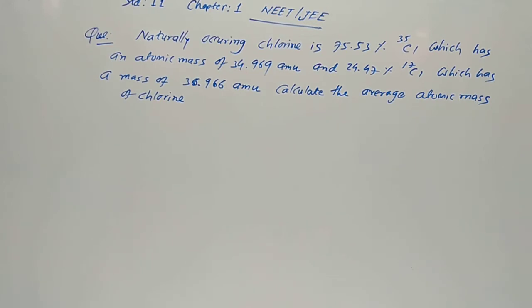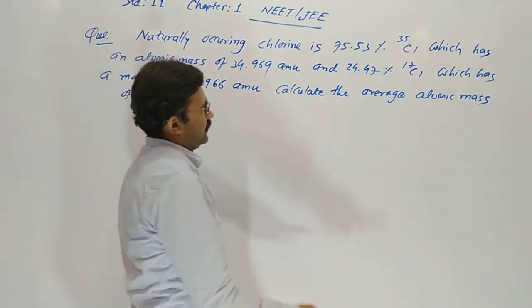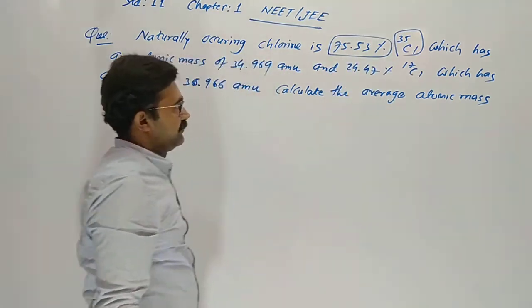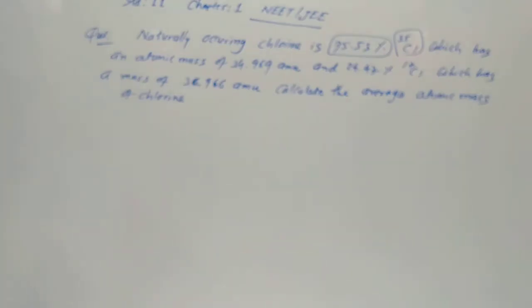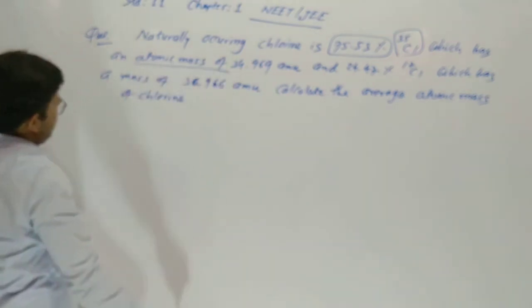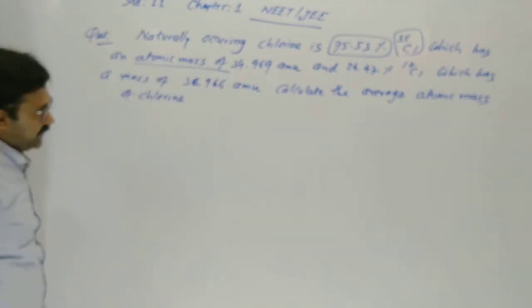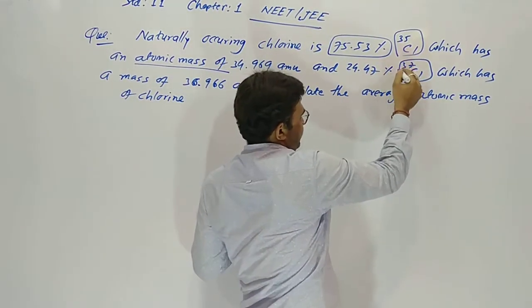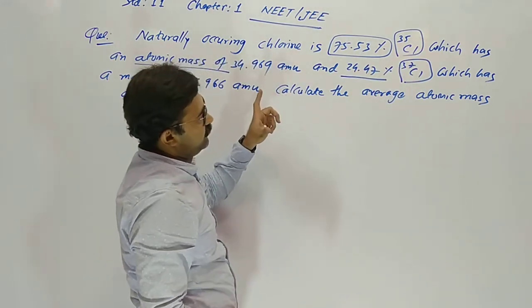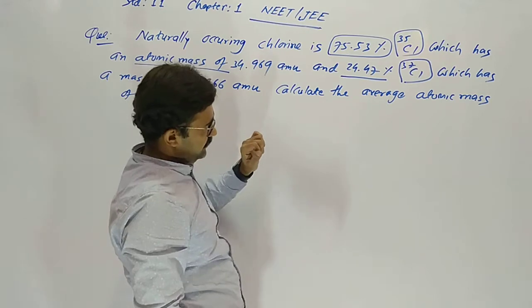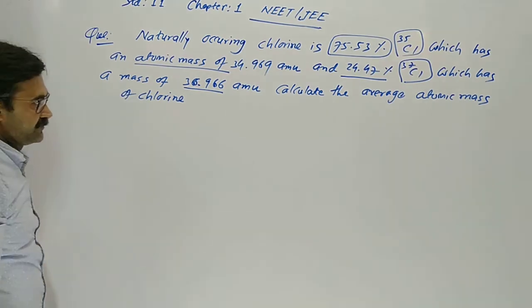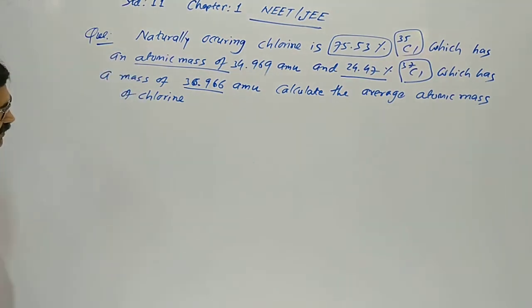Naturally occurring chlorine. In nature, chlorine is available. Chlorine-35 has a mass fraction of 75.53% in the sample, with an actual atomic mass of 34.969, and the chlorine-37 isotope is 24.47% of the total 100, with an actual atomic mass of 36.966 amu. Calculate the average atomic mass of chlorine.